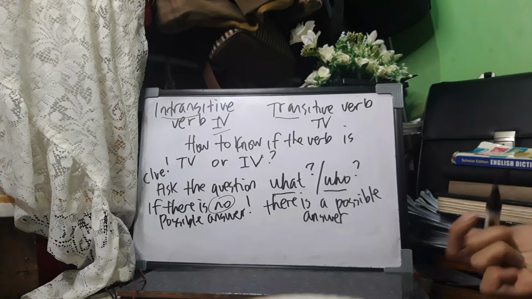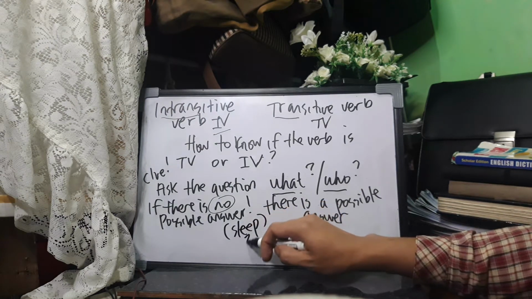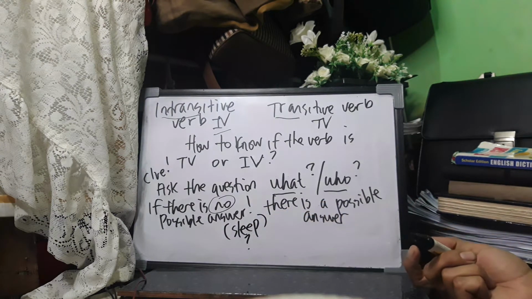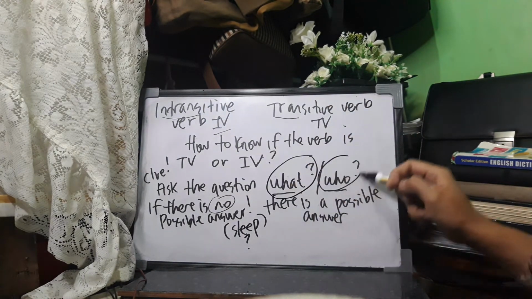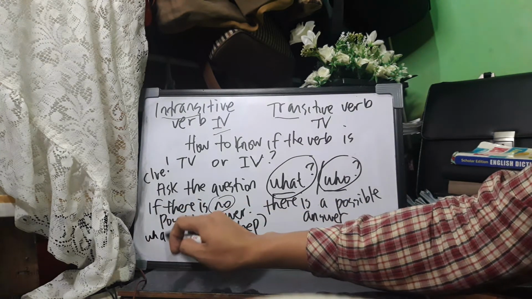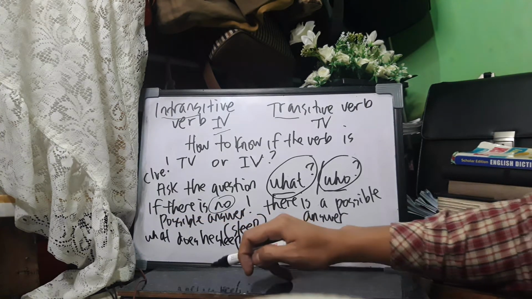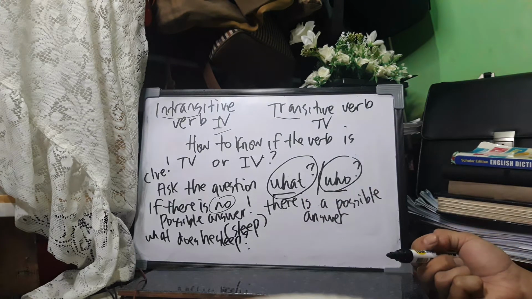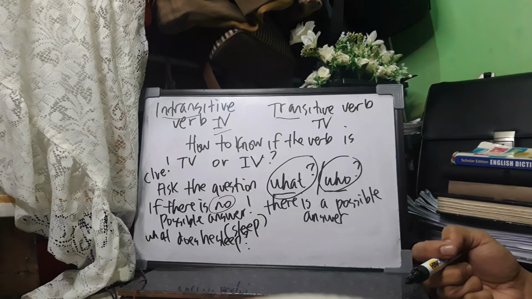Okay, let's have an example. The verb is to sleep. Teacher, let's identify: is it transitive or intransitive? Let's go back to our clue. What and who? The question here is, for example, what does he sleep? Do you think there is a possible answer? For example, he sleeps Mary. Do you think it's possible? Then the answer is no, it's incorrect.